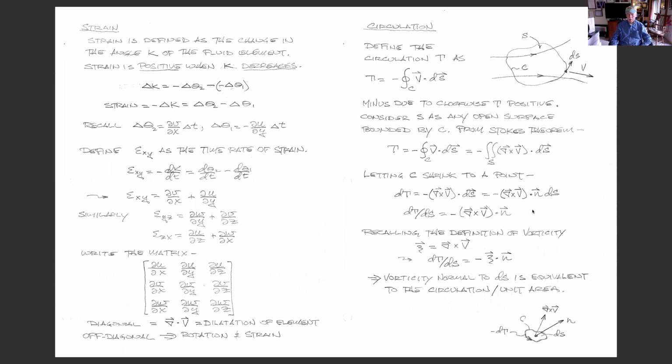Now, earlier, I warned you that circulation gamma is a good friend of vorticity, and we had defined del cross v as zeta, the Greek letter, lowercase, as vorticity. So we can replace d gamma over ds with vorticity dot n. Then we shrink ds to a point, and we say the vorticity normal to ds is equivalent to the circulation per unit area, back up here. Why did we do that?